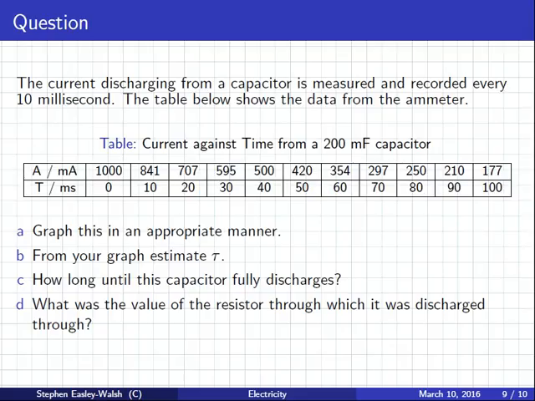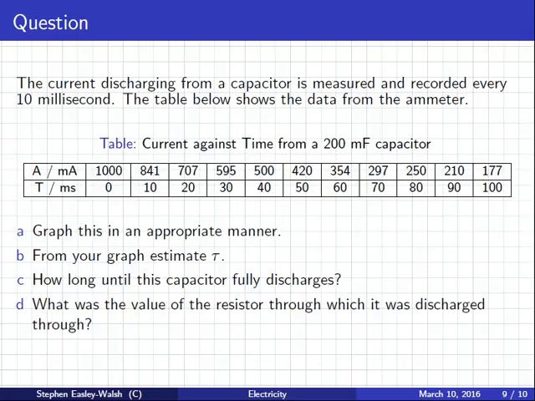So I don't have time to do this one, but it's not that difficult. I'll just walk through it, okay? So the first one is graph this. What do we put on the x-axis? Time. And on the y-axis? We put the log of the current. Now, that's a typo. That should say what letter? Not A. It's I. So we have log I and then time.